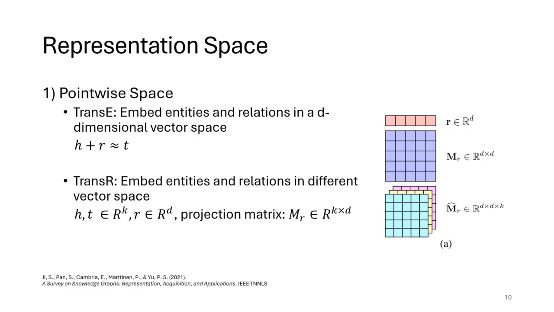Most models are expressed in pointwise space, such as vectors, matrices, and tensors. Among them, famous models include TransE and TransR. TransE embeds entities and relations in a d-dimensional vector space, and TransR embeds entities and relations in different vector spaces.